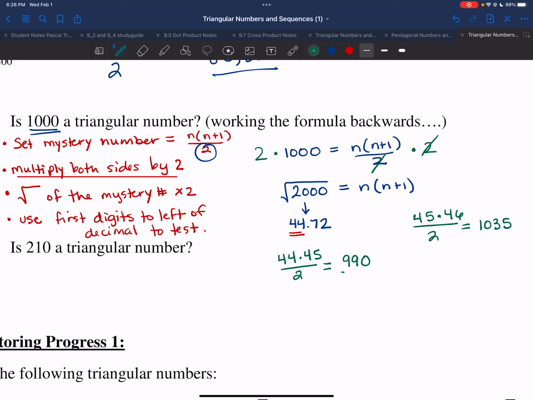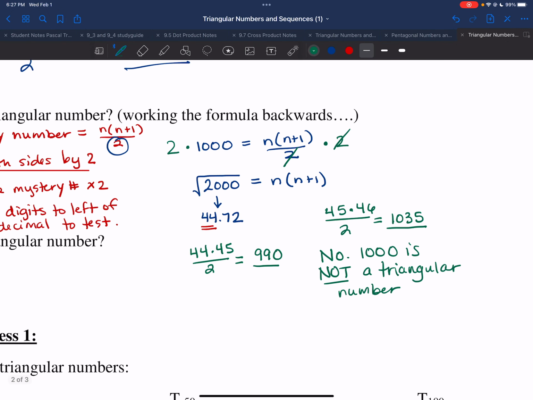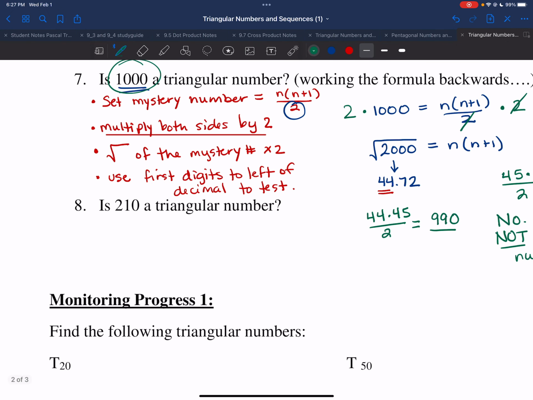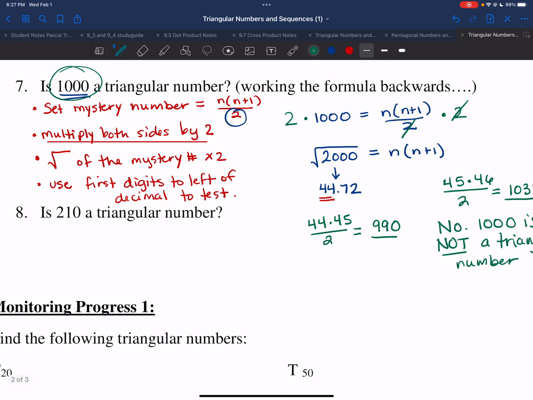So 990 and 1,035 are consecutive triangular numbers. 1,000 falls between those, but it's not one of those numbers. So no, 1,000 is not a triangular number. Okay, so let's go ahead and look at 210. Go ahead and pause the video and see if you can go through this process on your own, and then rejoin me and we'll do it together.